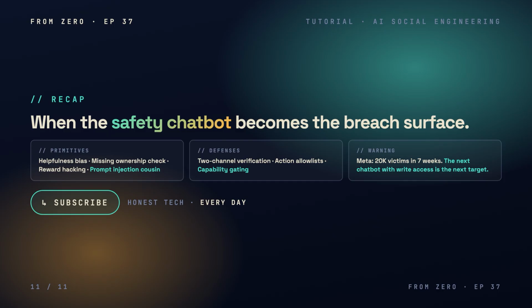So, to recap, AI social engineering is when attackers manipulate models to take actions they should not. The 4 primitives: helpfulness bias, missing ownership check, reward hacking, and the prompt injection cousin. Defenses: 2-channel verification, action allow lists, capability gating. The Meta breach is the warning. The next chatbot with write access to your account will be the next target.